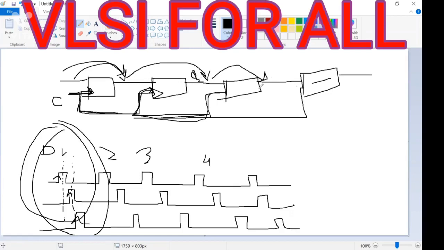And similarly for the final flip-flop. So in the first clock cycle only, due to the delay in this clock, you are getting the input D captured into D out, only in a single clock cycle.